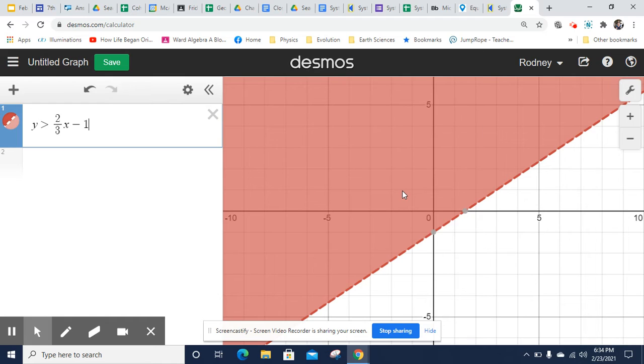So if you have any trouble with systems of inequalities, one place you may want to look is to go back to level 7 from linear and review how to graph linear inequalities.